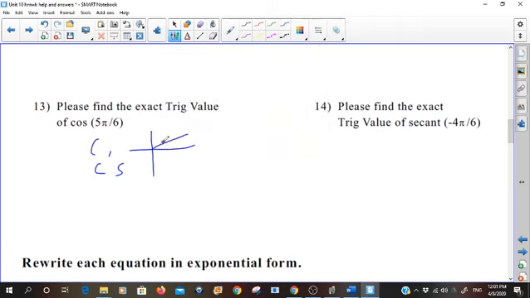Okay, so 1 pi over 6 goes there. 2 pi over 6. 3 pi over 6 reduced to pi over 2. And then we have 4 pi over 6. Yeah, we got it right. 5 pi over 6. So 5 pi over 6 goes here.